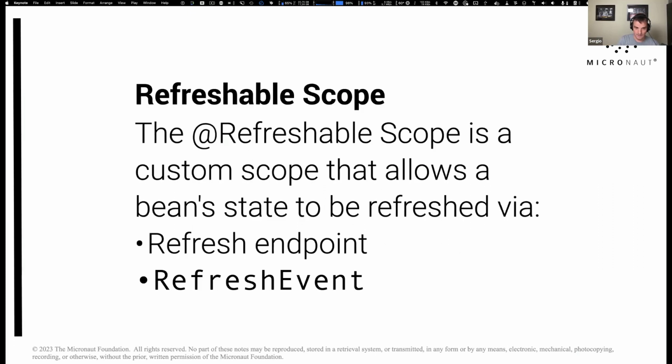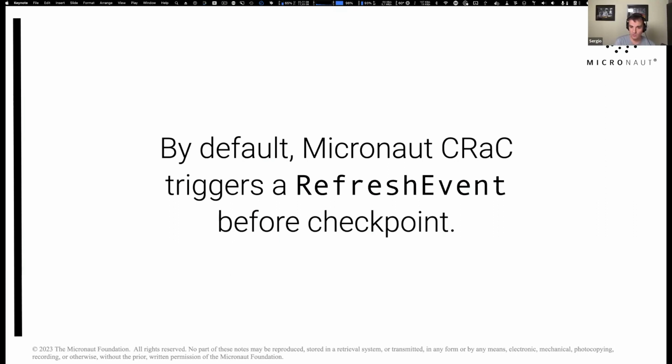Another thing that we have is the refreshable scope. So Micronaut has, as many other frameworks, different scopes. We have the prototype scope, the singleton scope that I showed you, and the refreshable scope. The idea with the refreshable scope is you will use it in a bean where you want the state of the bean to be refreshed, and typically you refresh the state programmatically either by triggering a refresh event or by hitting an endpoint called refresh. And this is a behavior that you can turn off, but by default, whenever before checkpoint, we will issue a refresh event. So all the state of the beans annotated with @Refreshable will be automatically cleaned up just before the checkpoint. So this, I think, will be really useful for users.